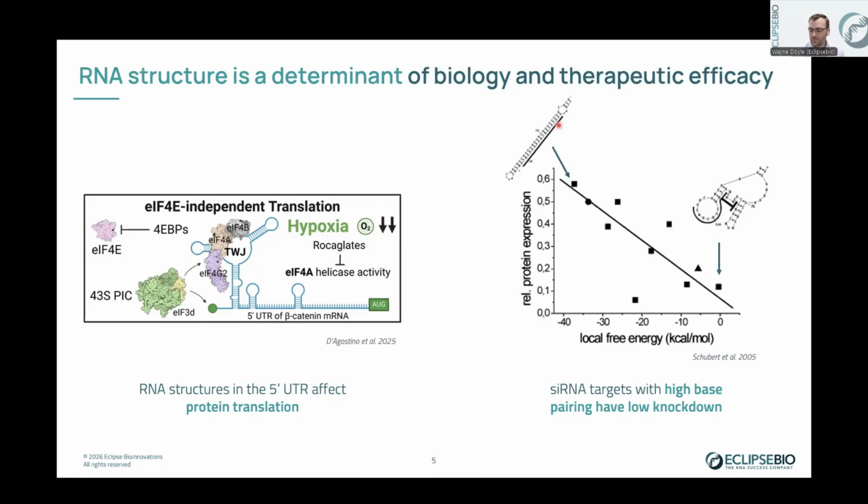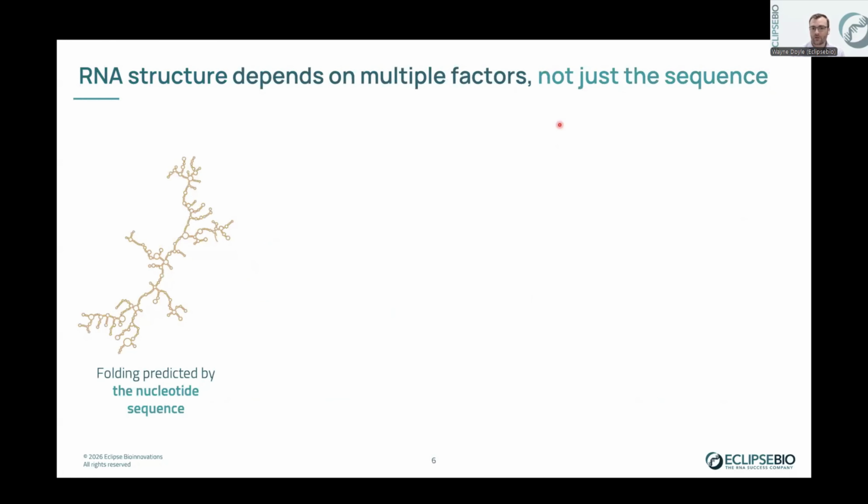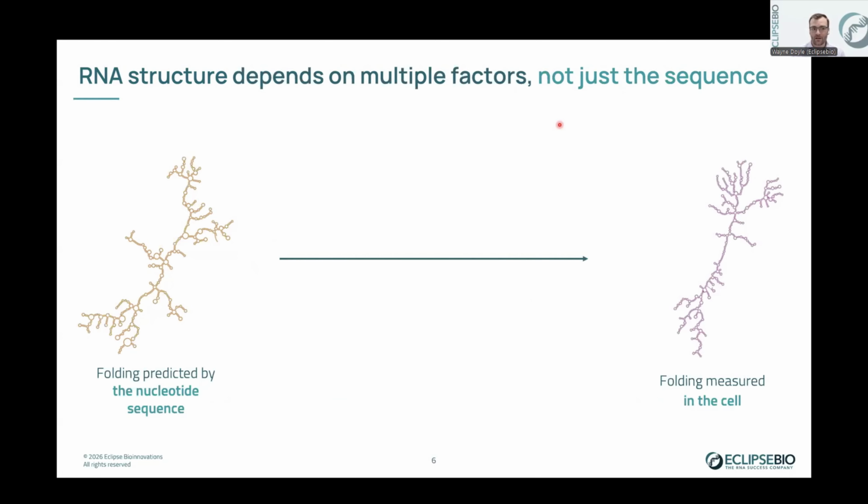And typically our partners come to us because they first want to look at structure using an algorithmic approach. This is a very common approach in which you take the sequence and then you predict what's the actual structure based off that sequence. But the problem is that that's not necessarily what the actual structure is going to be in the cell if you use an algorithm alone.